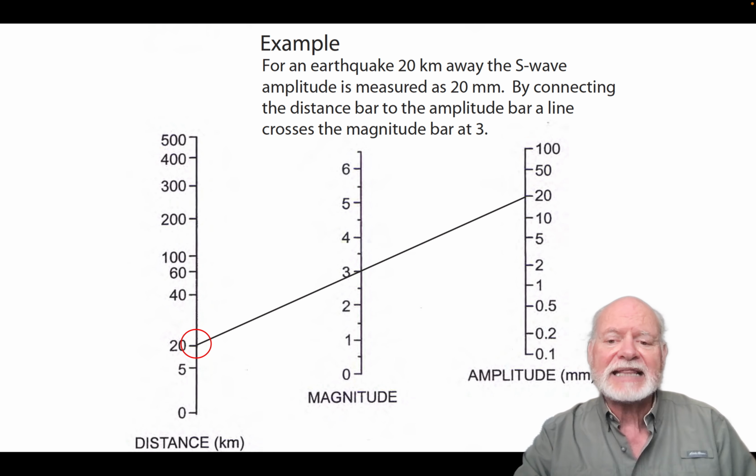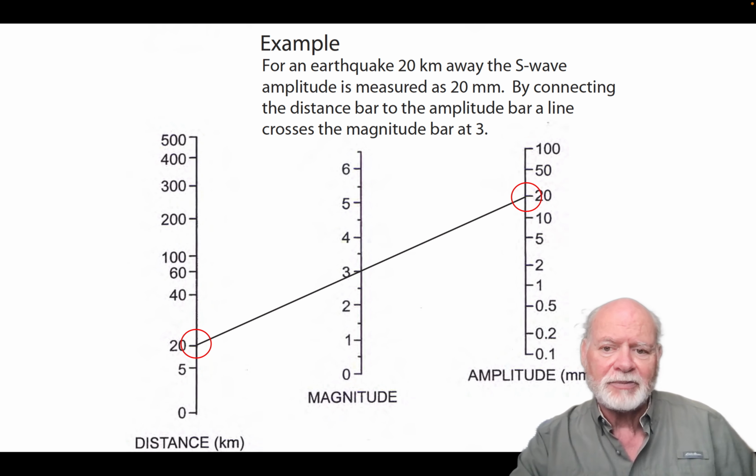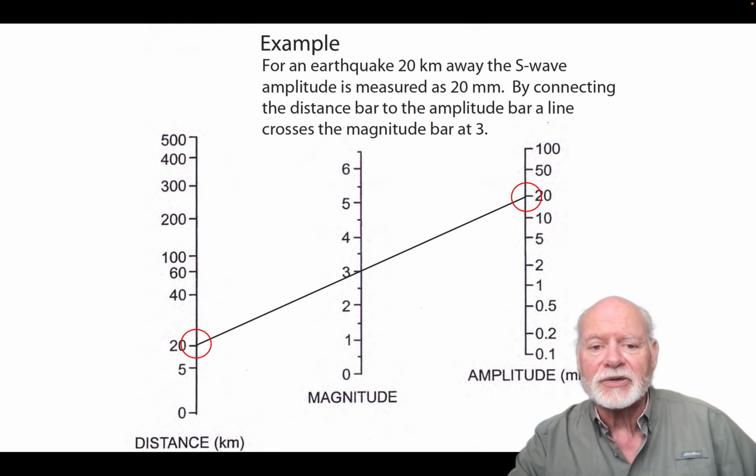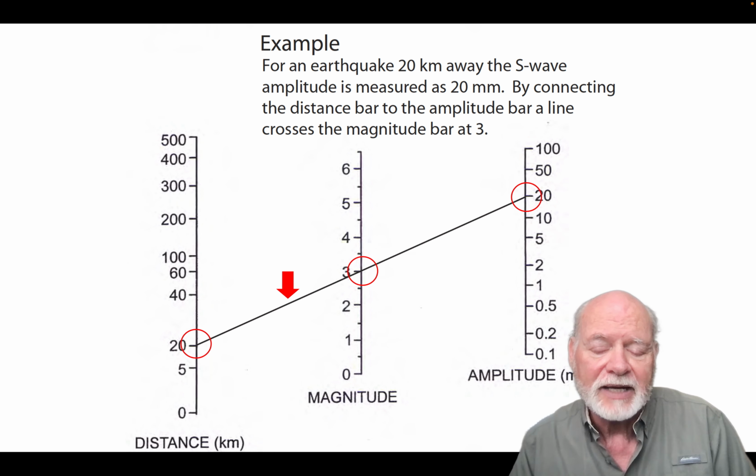Then we look at the amplitude. How do we get the amplitude? Measured in millimeters right on our seismogram. And on a particular seismogram for this example, the amplitude was 20 millimeters. So you draw a line on the nomogram between the 2. From 20 kilometers, that's the focal distance, across the magnitude bar to the amplitude. Where that line crosses the magnitude bar, that's the magnitude. In this case, it's a magnitude 3 earthquake.